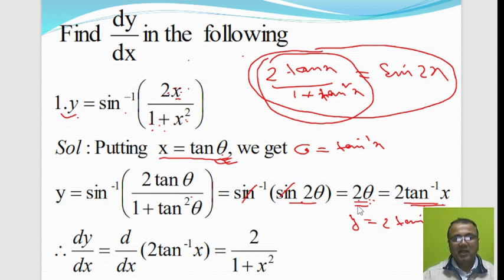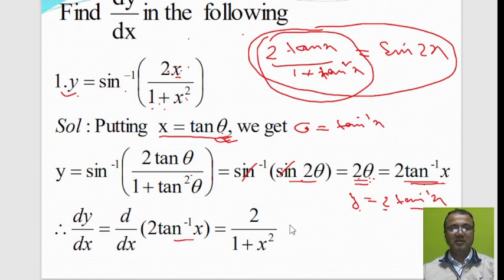So now what is the derivative of y? Y का derivative कितना होगा? तो 2 हो गया, tan inverse x का derivative निकालने से हो गया ना. तो tan inverse x का derivative कितना होगा? 1 by 1 plus x square. So finally you will get 2 by 1 plus x square. So you can find the derivative of inverse trigonometric functions such a way. Okay students, समझ में आया ये वाला?